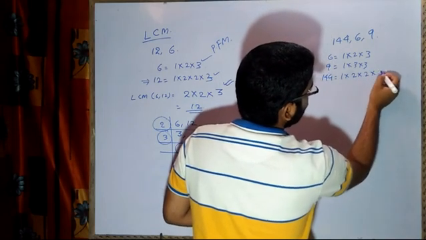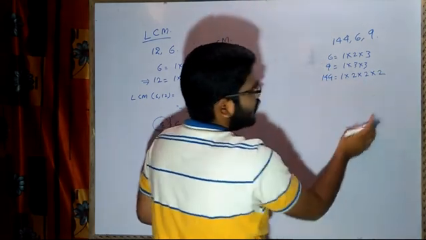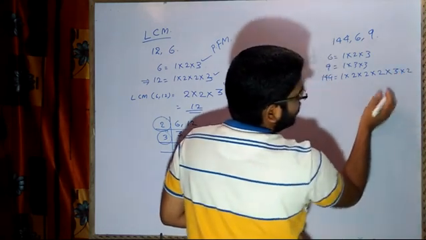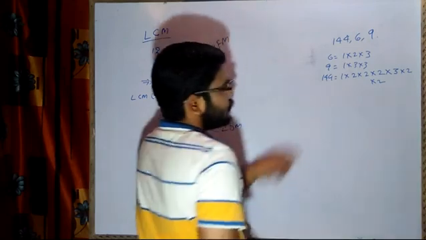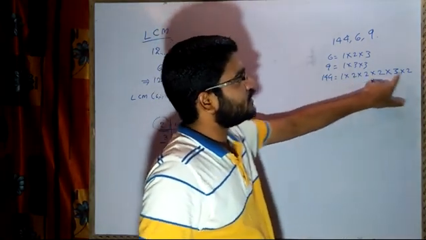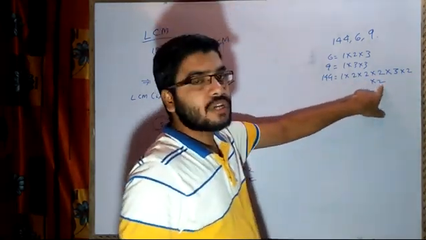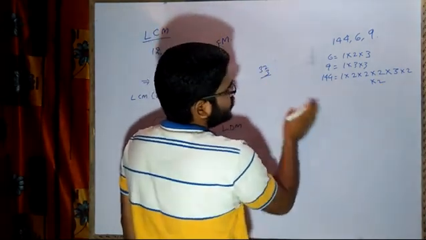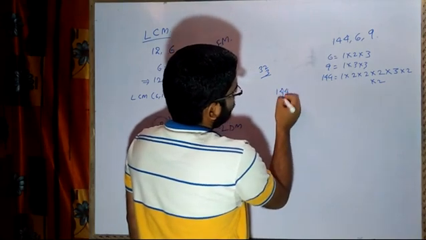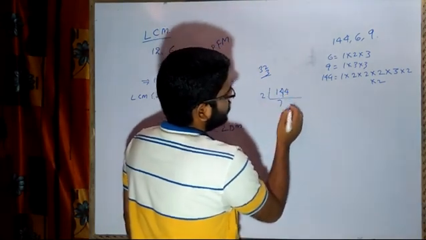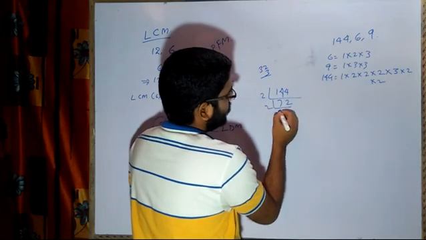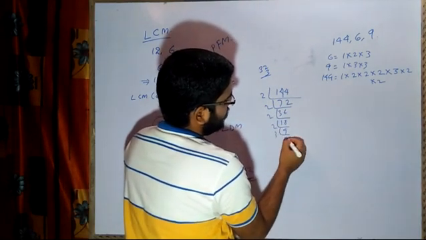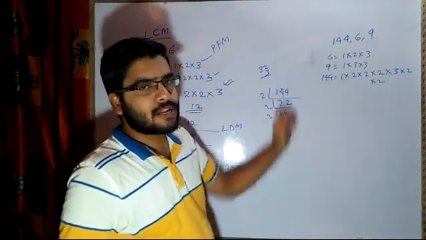That means 2 into 2. 2 2s are 4, 3s are 12. 12 into 3, 36 into 2, 72 into 2. Correct. 2 2s are 4, 4 2s are 8, 8 2s are 16, 16 2s are 32, 32 into 3... No. So better we can use the prime factorization method. 2 7s are 14, 2 2s are 4, 2 36, 2 18, and 2 9s are 18, 3 3s are 9. So in this way, for all the numbers we can find out.